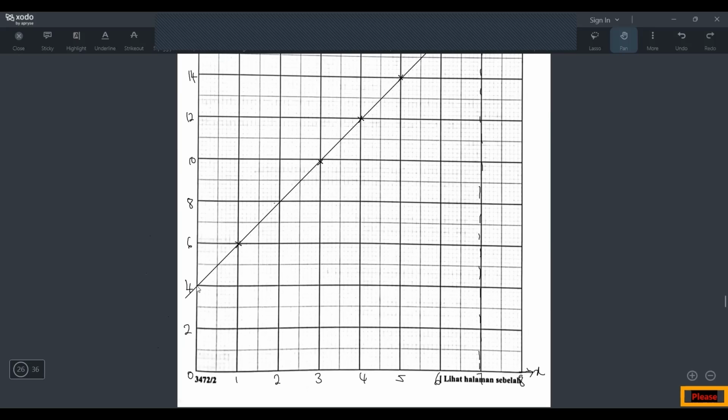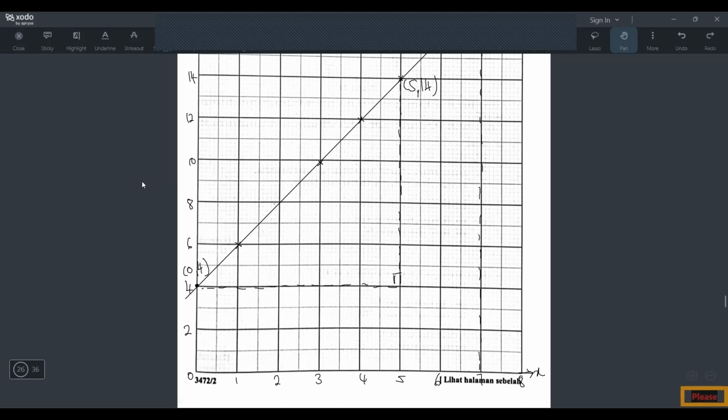Okay, so the point when x is 0 is (0, 4). And then the point when the x coordinate is 5 is this point, which is (5, 14). I don't know why students don't like to draw the dotted line, but you have to draw it, class. You have to join these 2 points using a dotted line like this. When you join the two points, it will form a right angle triangle, and then put 90 degrees, right? And now you have to find the gradient, right?